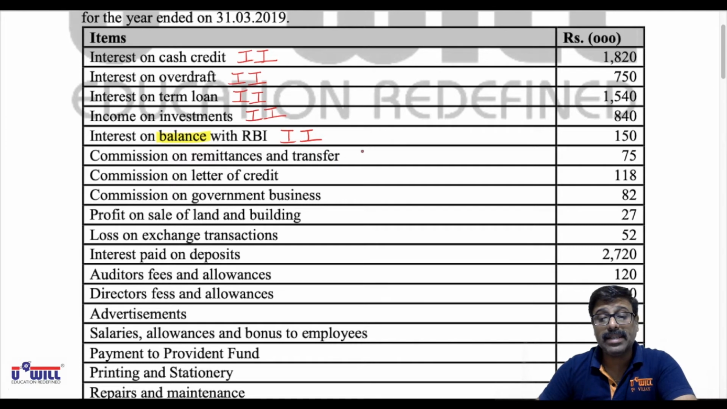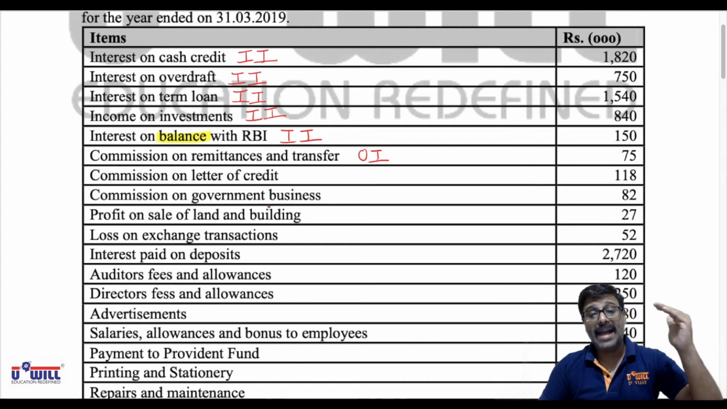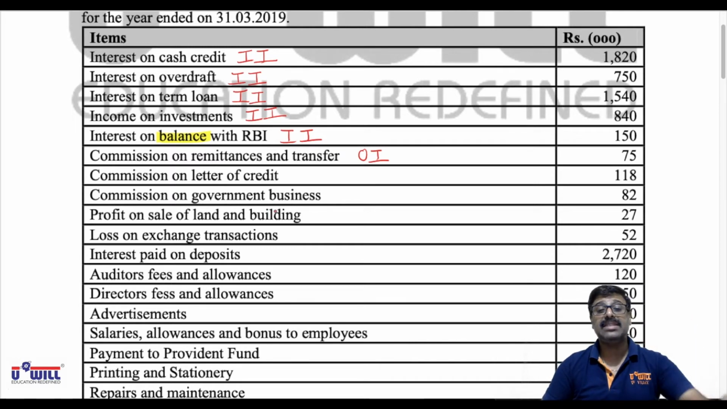Commission on remittance and transfer, commission will be other incomes. Keep it in mind, for a bank, commission is not an expense. Banks charge commission for the services they offer, so for the bank, commission is an income. In the same way, commission on letter of credit, other incomes. Commission on government business, other incomes. Profit on sale of building, other incomes.